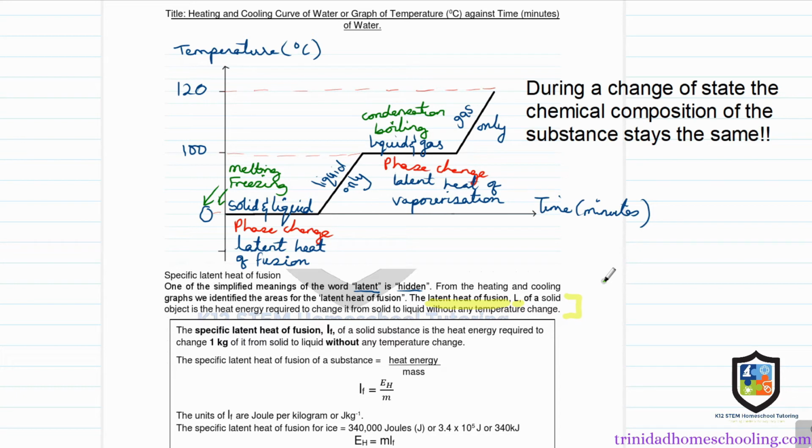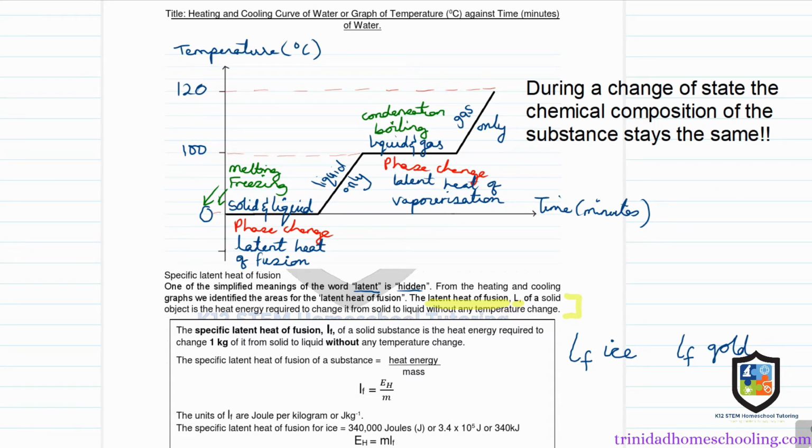Now, each substance has a different value for the energy required to change it from a solid to a liquid. That heat energy is called their specific latent heat of fusion, and we use the letter L with a subscript of F. So the specific latent heat of fusion for ice, which is solid water, would be different to the specific latent heat of fusion for gold. You would need to supply more heat energy to melt solid gold to liquid gold than you would need to melt ice to liquid water. So this is what the specific latent heat of fusion is.